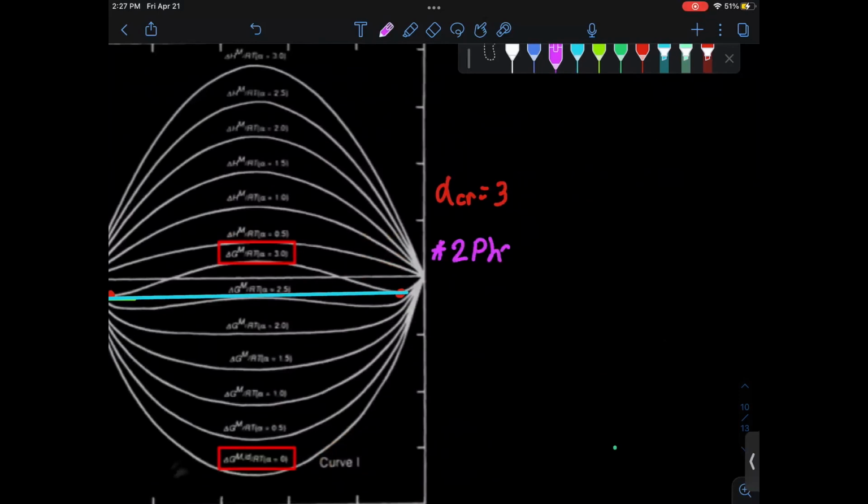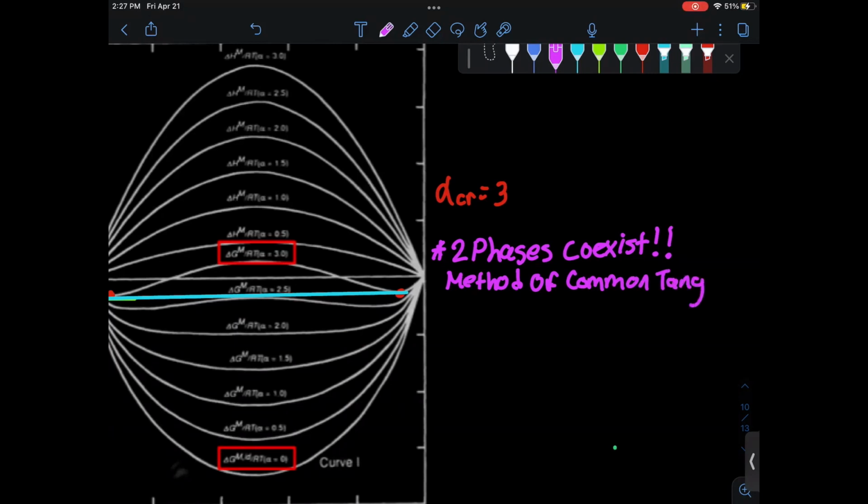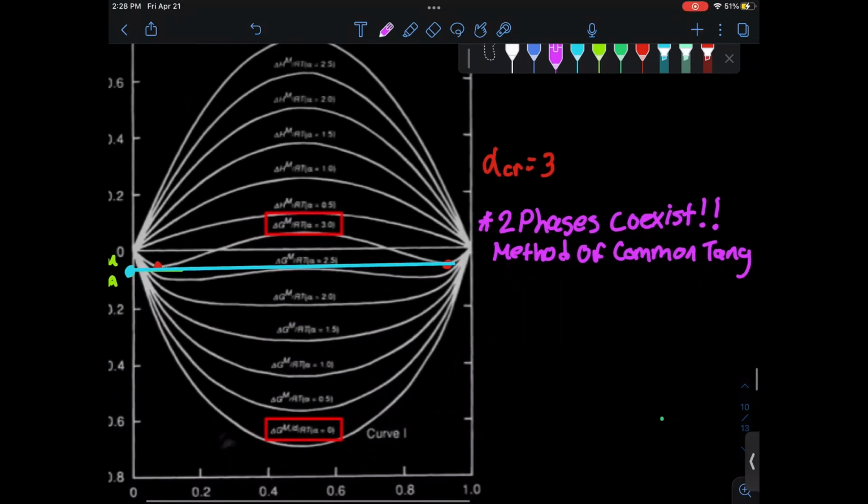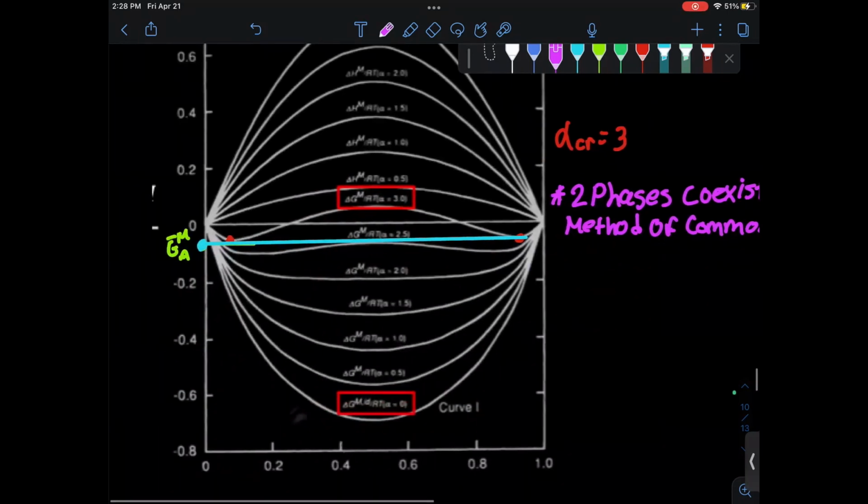2 phases coexist. This is seen by the method of common tangents. We can see if there is a spot where the tangents align and there's the same partial molar Gibbs free energy at one point, these 2 phases are in equilibrium.